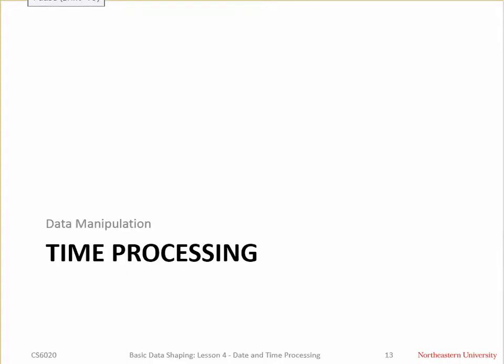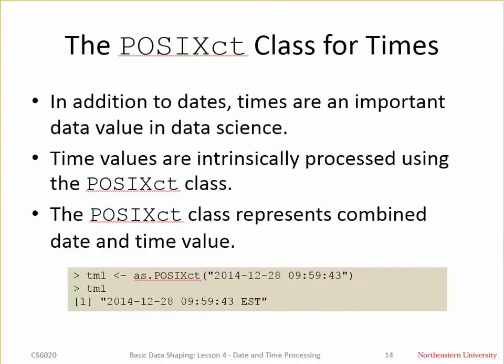So let's continue with time processing after we looked at date processing for a little bit. So for time processing, R relies on the POSIX classes, which are a standardized version of Unix developed in the 1980s. So time values are intrinsically processed using the POSIXct class. And the POSIXct class represents actually combined date and time values.